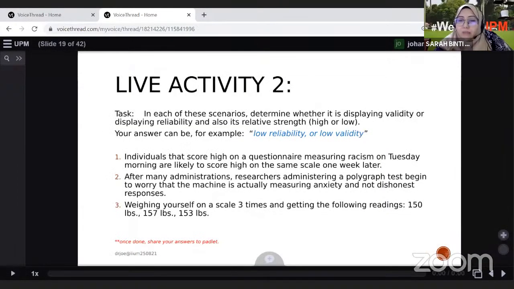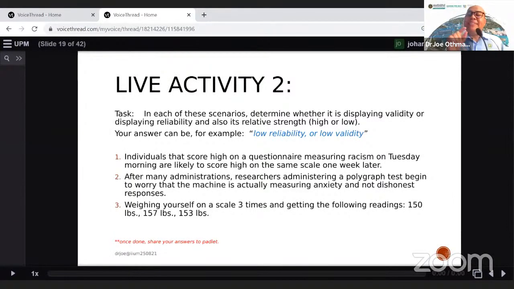Doctor, one more? Yes. Reliability and validity is similar to precision and accuracy. Is it? Yes. But wait. Precision is more similar to accuracy. Reliability is more about consistency.